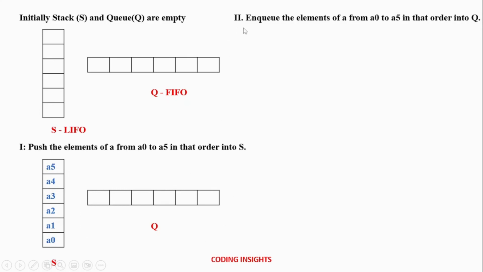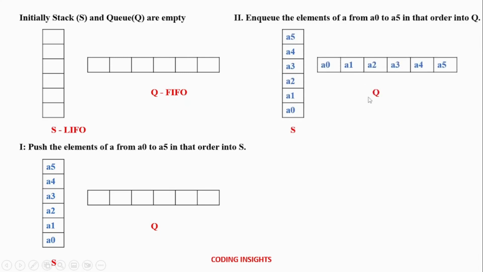The second operation is enqueue the elements of A from A0 to A5 in that order into the queue. Now we are going to insert the elements A0 to A5 into queue. So queue will have all the elements from A0 to A5. So this is the state of stack S and the queue.